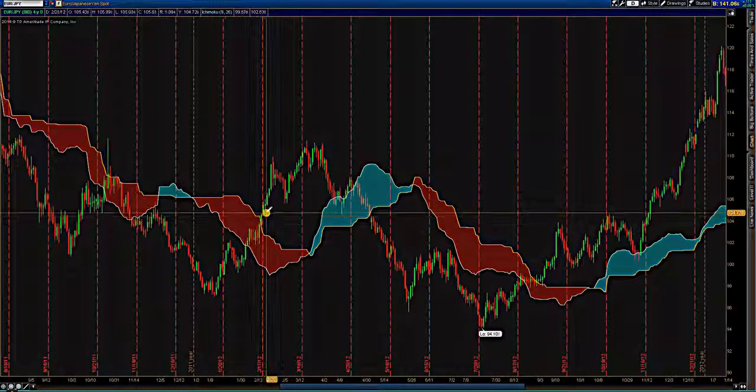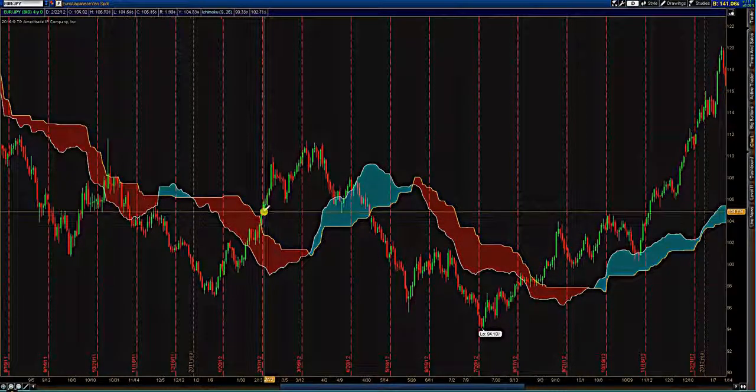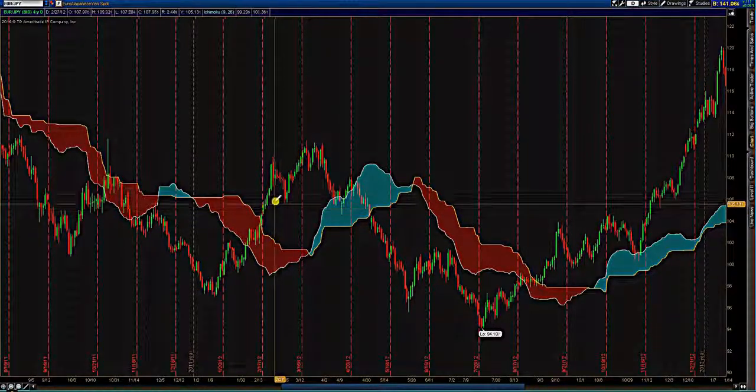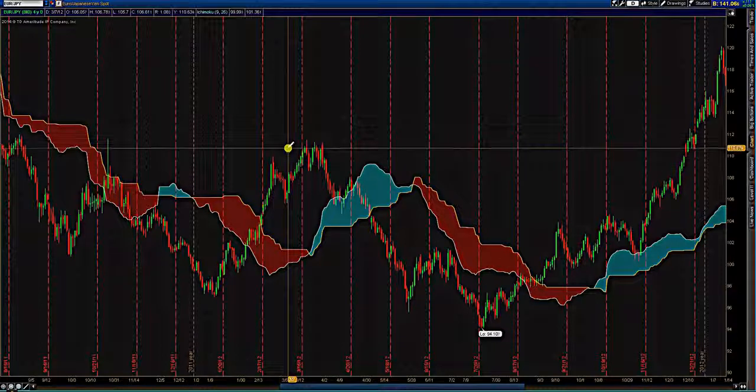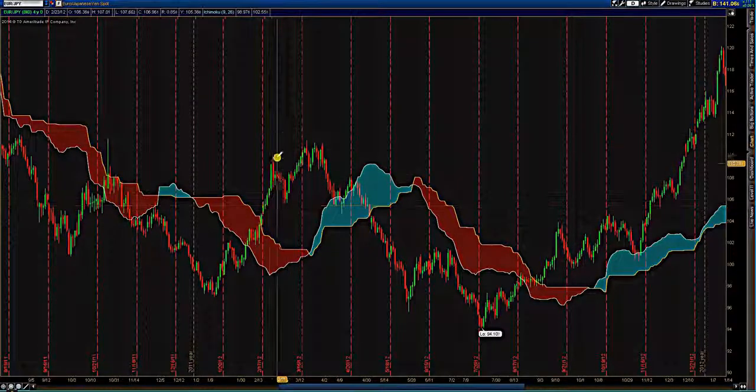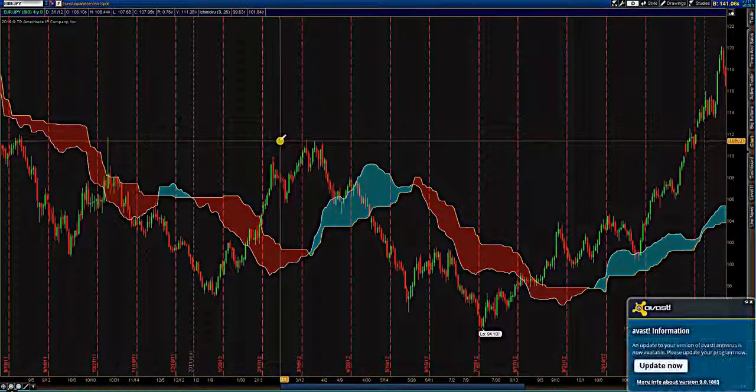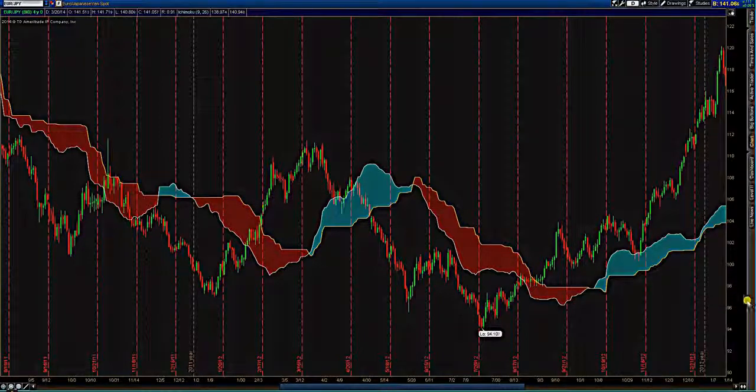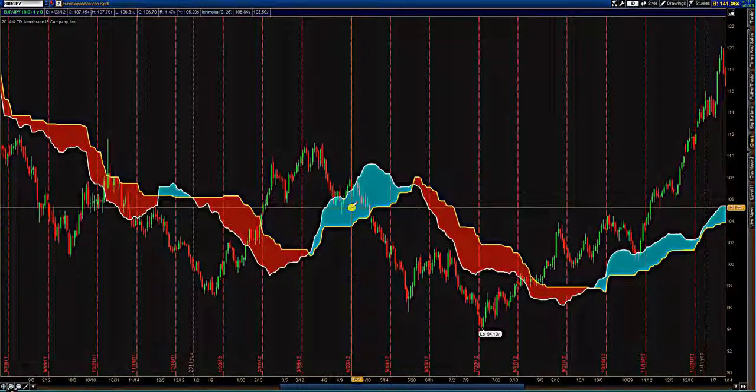Alright, so in this case, as you could tell, we had an uptrend. Price broke above the cloud, and this was last year, February, and basically around 104.80, price climbed all the way towards 111. Alright, so that's a 700 pip gain.